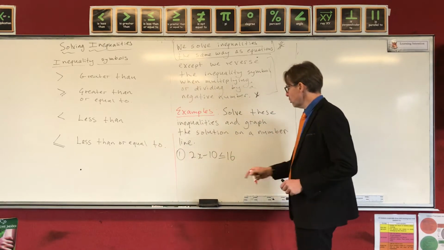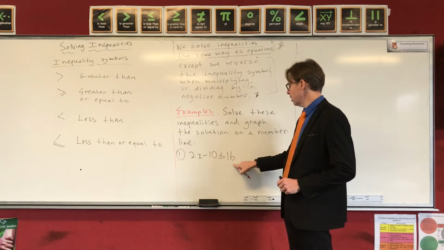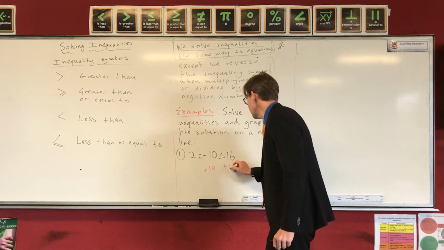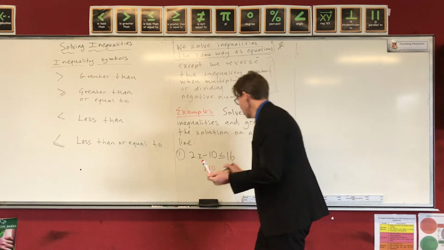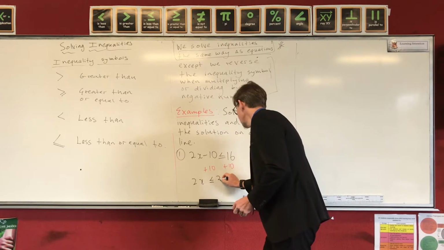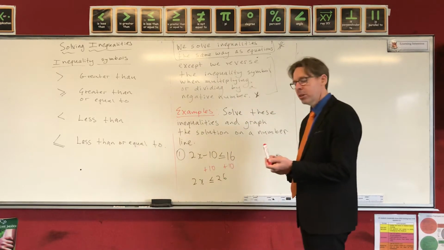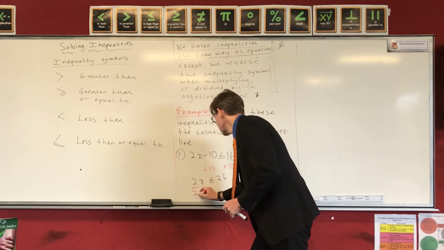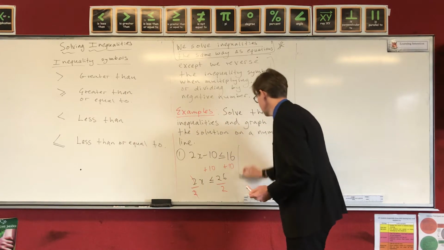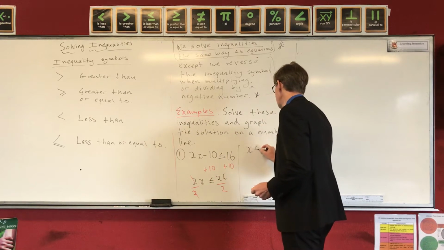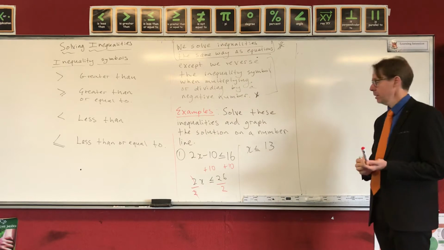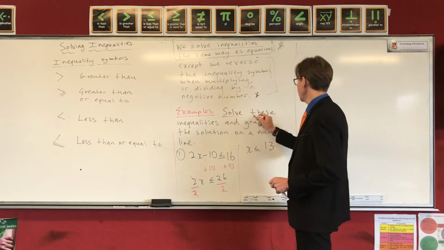Now, we've got to solve 2x minus 10 less than or equal to 16. So, just like a normal equation, we're going to add 10 to both sides. That gives you 2x is less than or equal to 26. And then to get the x by itself, you divide both sides by 2. Divided by 2, that cancels, and your answer is x less than or equal to 26 divided by 2, which is 13. That's your answer.